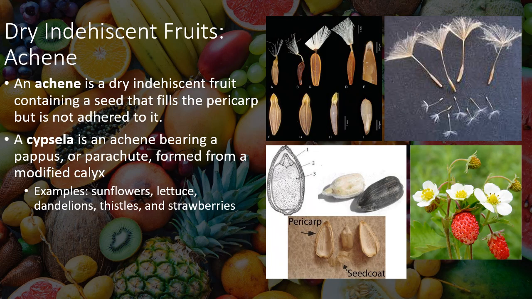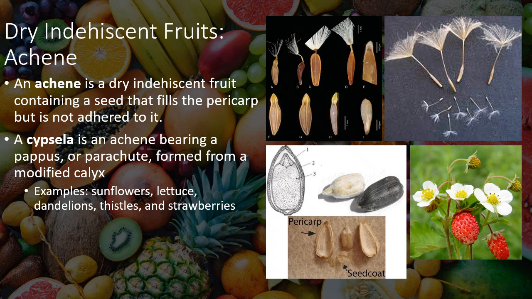Our next type of dry indehiscent fruits are the achenes. Achenes are dry indehiscent fruit which contain a seed that fills the pericarp but is not adhered to it. If we look at this little diagram in the bottom left-hand corner, we see a sunflower seed, both illustrated, shelled, and then dissected. And we can see that the pericarp is actually the shell of the sunflower seed. And I say seed with some air quotes around it because the shell is actually the fruit.